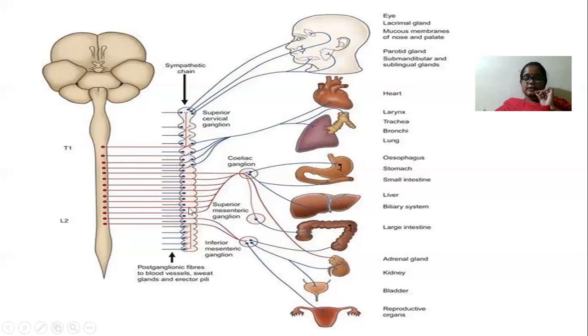Okay, and here two kinds of ganglia are there, that is the sympathetic trunk ganglion and the prevertebral ganglion. The prevertebral ganglion is present anterior to the vertebral column. The sympathetic trunk ganglion is present on either side of the vertebral column in a vertical row. The prevertebral ganglion consists of the celiac ganglia, superior mesenteric ganglia, and inferior mesenteric ganglia. So this is the information about the distribution of the sympathetic nervous system.